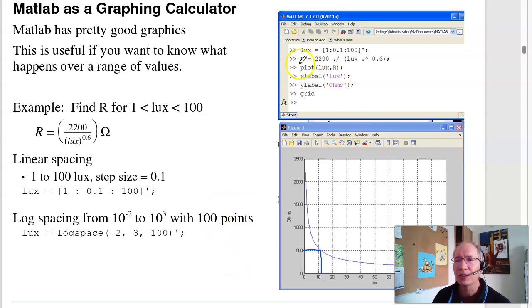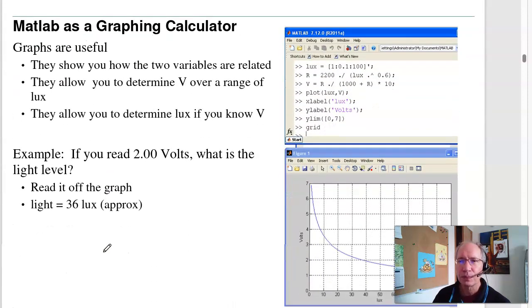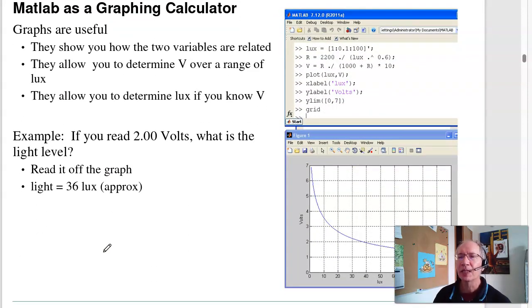And there's two ways to space this data. This is a linear spacing. It changes by 0.1. This is a log spacing. So there's 100 points between 10 to the minus 2 and 10 to the plus 3 with even spacing. On log spacing, it's a constant multiplier. Like each number is 5% bigger than the previous number. So that's what you can do with MATLAB as a graphing calculator.